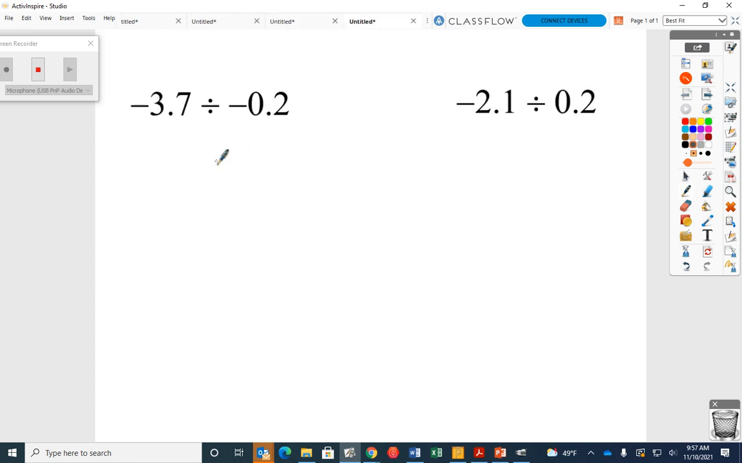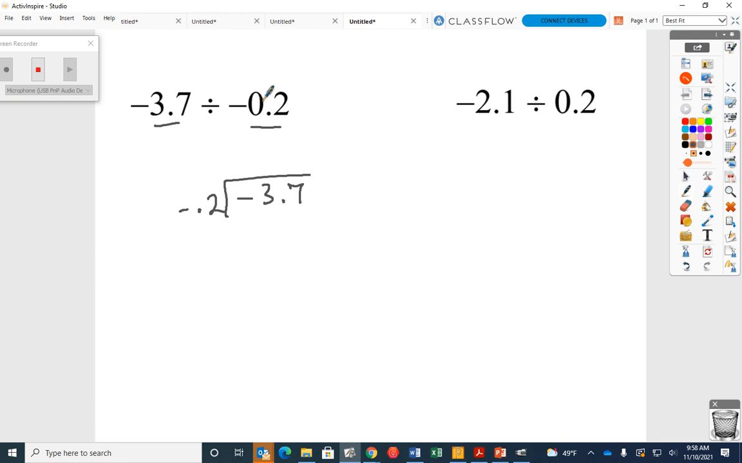We have negative 3.7 divided by negative 0.2. This is what it's going to look like on your worksheet, okay? What I'm going to do is I'm going to rewrite this in a different way, okay? Now, this is being divided by that, right? So that means what is inside the little box? The negative 3.7 divided by negative 0.2.